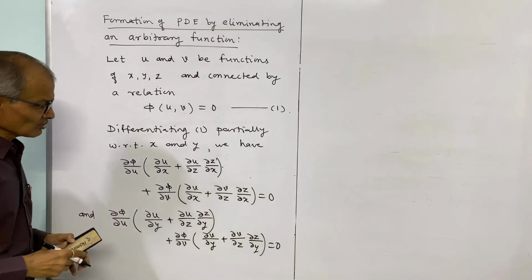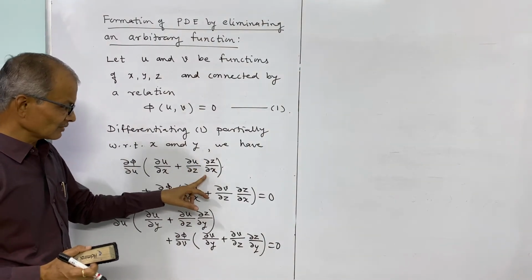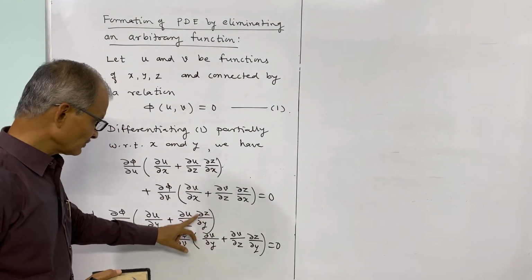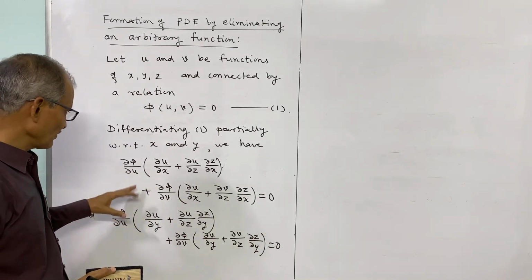Now next we will use only the notation. This ∂z/∂x, or the partial derivative of z with respect to x, is denoted by p, and the partial derivative of z with respect to y is denoted by q. So for writing in brief we use that notation.